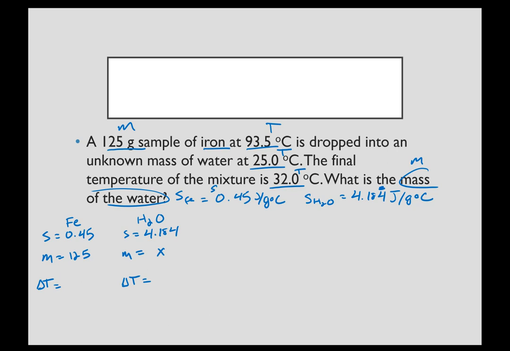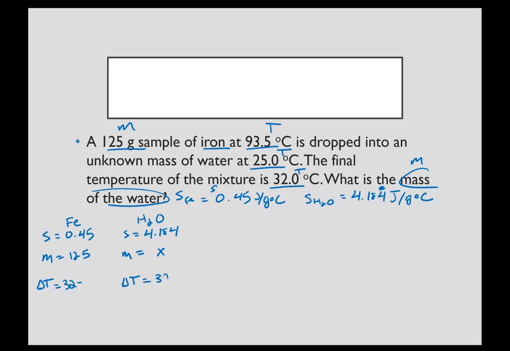So as you learned a couple days ago, hot things transfer energy to cold things until they are the same temperature. It's called thermal equilibrium. And so the final temperature of the mixture is 32 degrees Celsius, which means that both the iron and the water end up at 32 degrees Celsius.